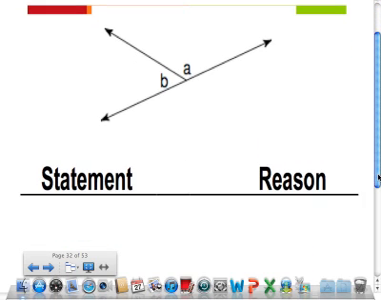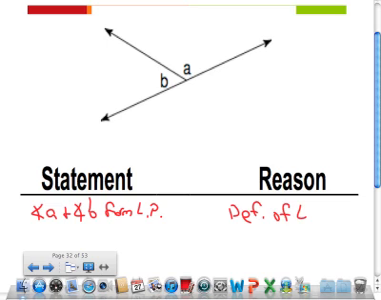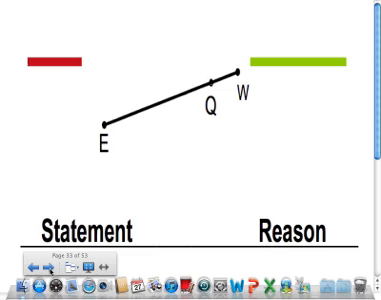Okay, what can I conclude? Angle A and angle B form a linear pair. How do I know that? Definition of linear pair, right? They form a line, right? These two sides are opposite rays. They're adjacent to each other, so that's a linear pair. And this is kind of getting into this idea of proving something, okay?